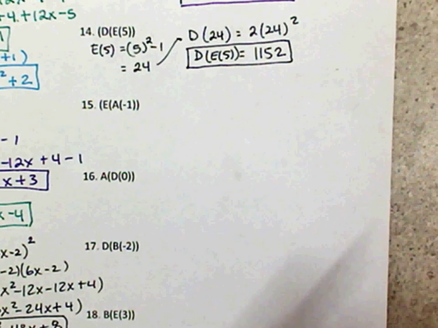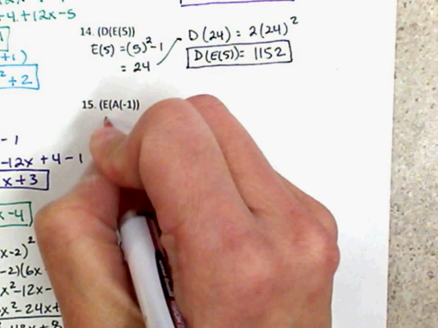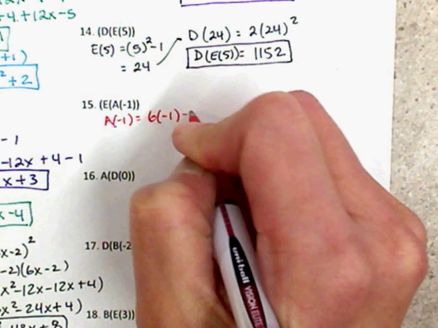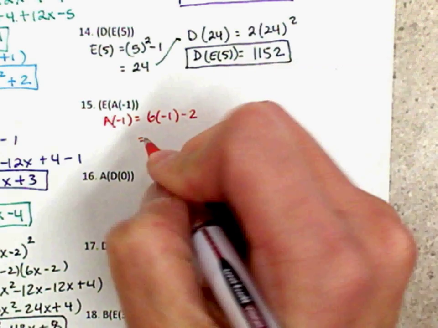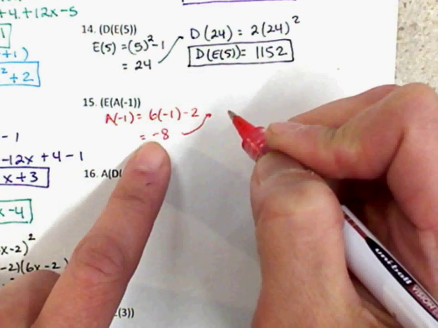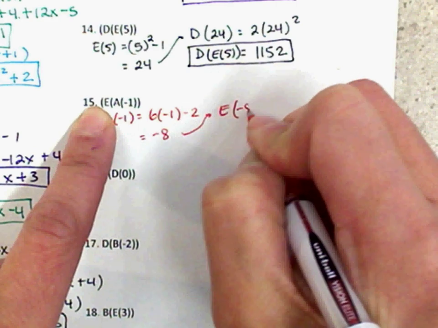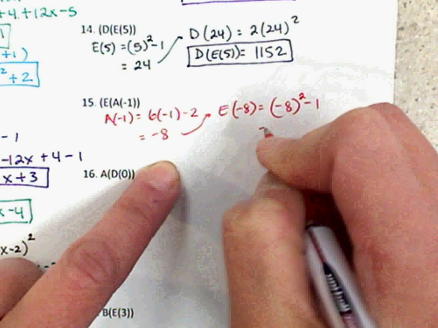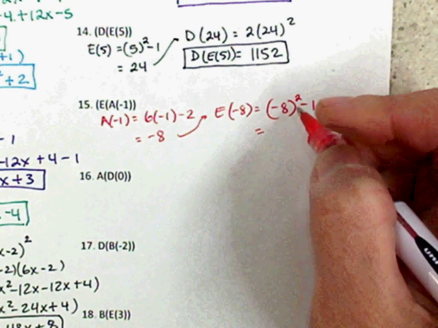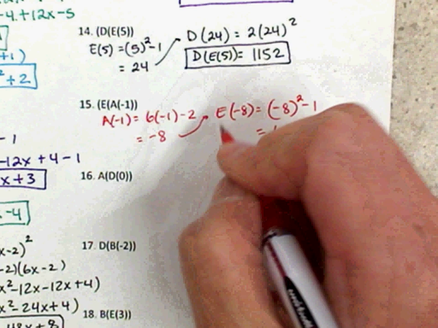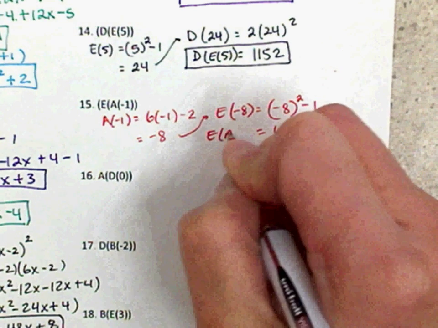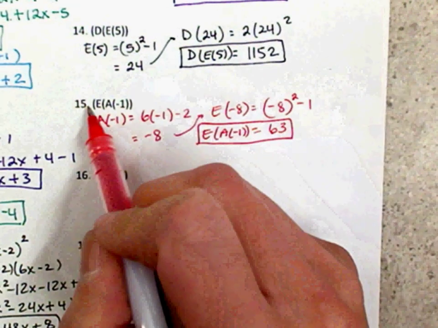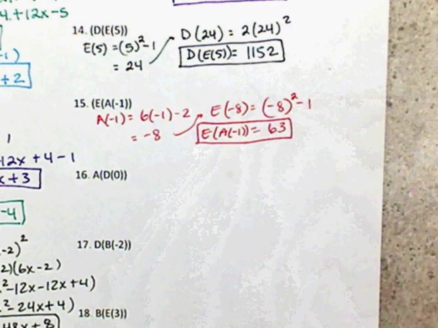Okay. Let's look at number 15. We're going to start with A of negative 1. All right. So we're going to plug this in. 6 times negative 1 minus 2, which comes out to be negative 8. That's our new x. We're going to plug that into E. The x value is negative 8, and E is negative 8 squared minus 1. And negative 8 times negative 8 is 64, so that comes out to be 63. So E of A of negative 1 comes out to be 63. So you can write this original, or you can write that one. Either way. Okay.